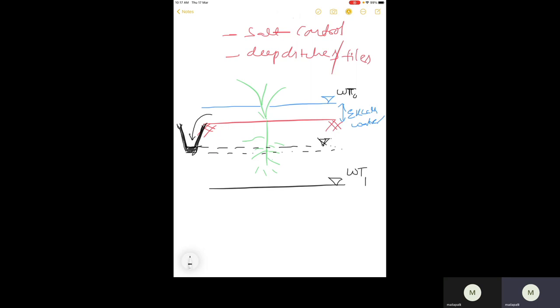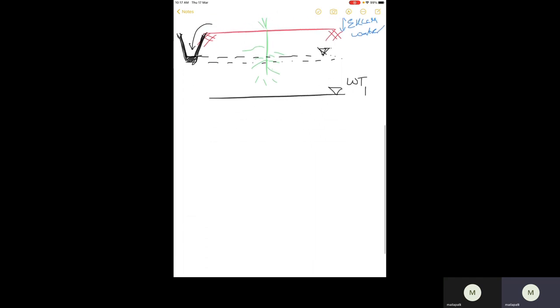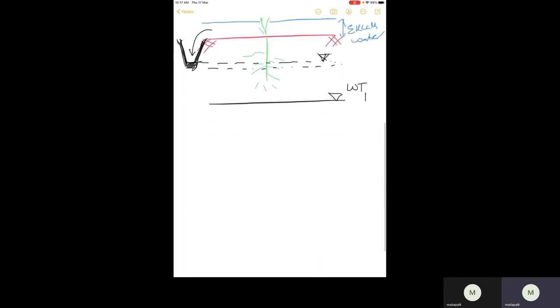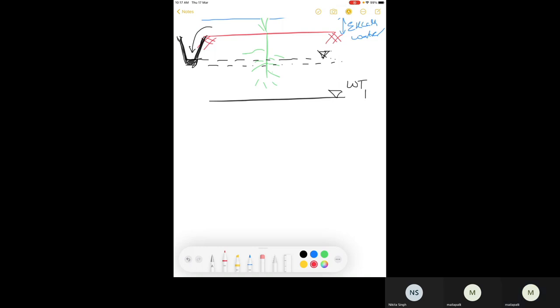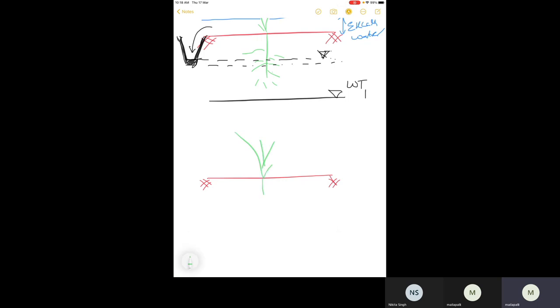So in case of subsurface drainage systems, you will have deep ditches. And if you feel that that is really costing you too much, as well as costing crop area, then you need to avoid trenching the field, and you'll be providing the tiles. Okay. So suppose this is the land surface, and you have the plant which is growing here.